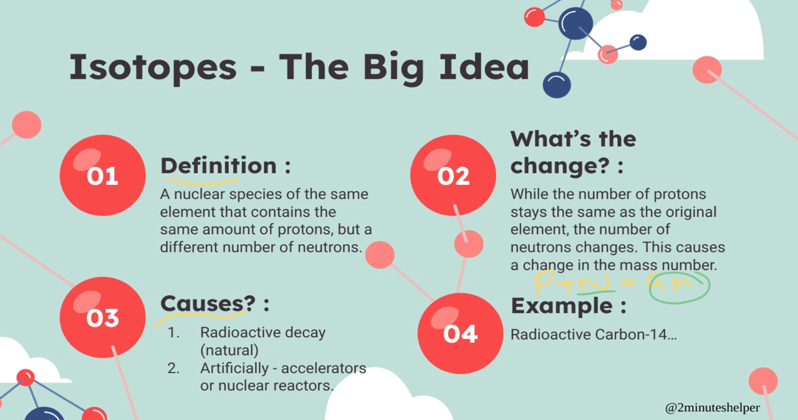So this is a natural way it occurs, but there's also an artificial way that you can cause a change of neutrons, and this is formed by artificially bombarding a stable nucleus, where protons and neutrons are, with charged particles through accelerators or nuclear reactors.